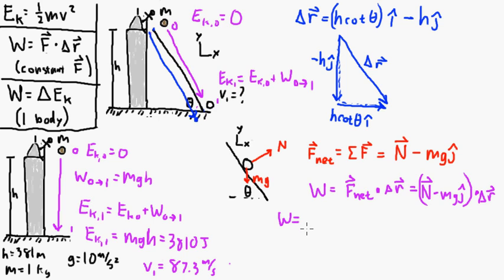Okay, so we do our distributive property, and the work is going to be the normal force dotted with delta R, minus mg j hat.